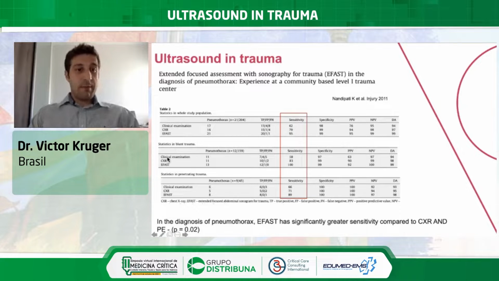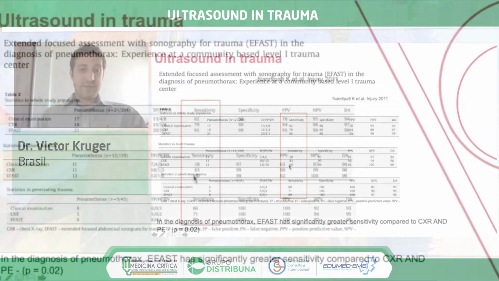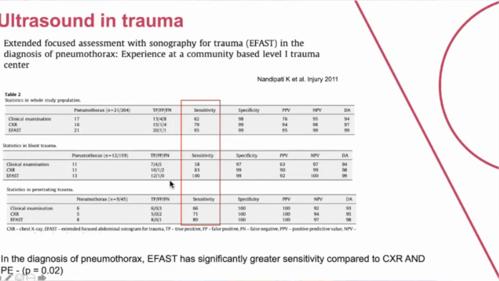In blunt trauma patients alone, the sensitivity of EFAST is higher. And in penetrating trauma patients too, the sensitivity of the EFAST is higher than chest X-ray or clinical examination for pneumothorax in the trauma bay. Because of this, for the diagnosis of pneumothorax in trauma patients in the trauma bay, EFAST has significantly greater sensitivity compared to chest X-ray and physical examination, with statistical significance.